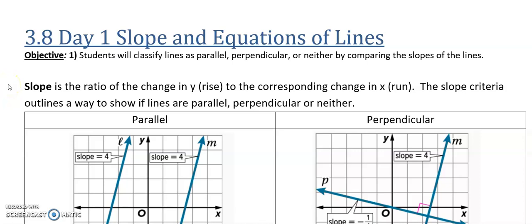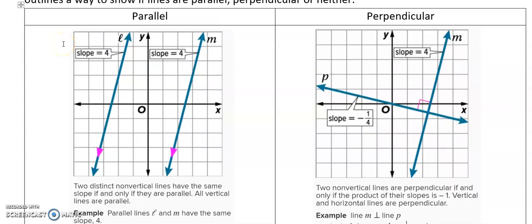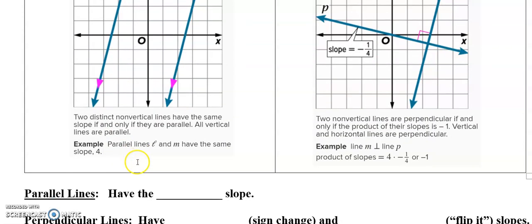In this lesson, we are going to take a look at slope and equations of lines. And slope, remember, is the ratio of the change of our rise, or y, over the change in our run, or x. When we have two lines that are parallel, then their slopes are the same and they never touch. If we have perpendicular, then their slopes are what we call opposite reciprocals, or if we multiply them, the product is -1.